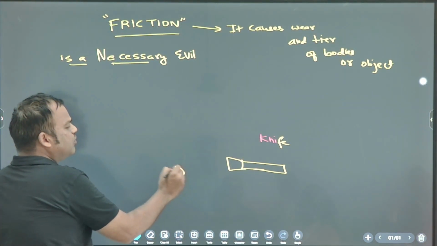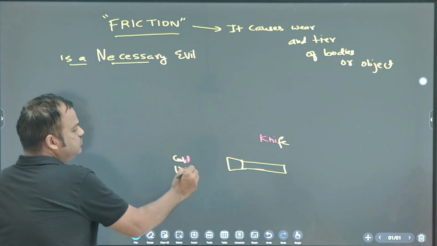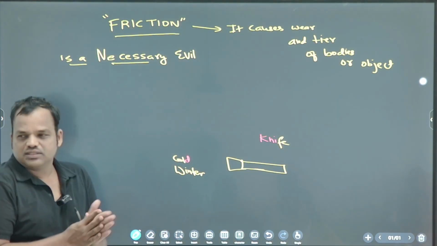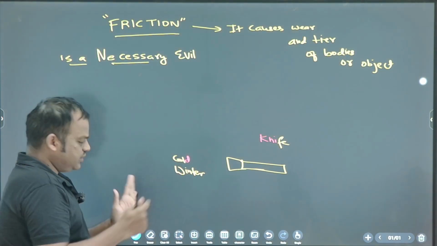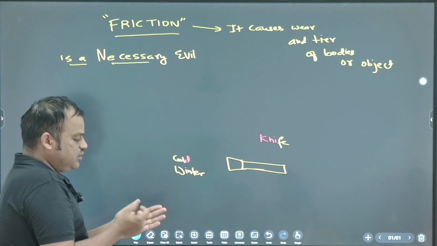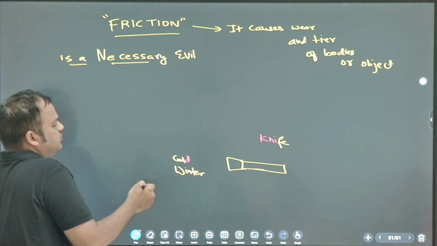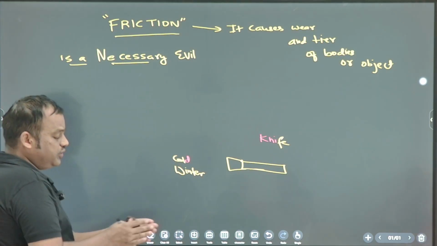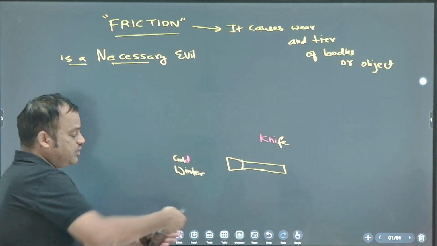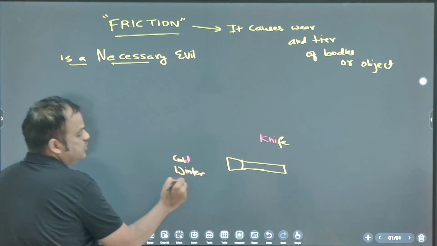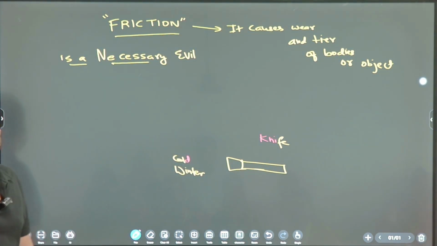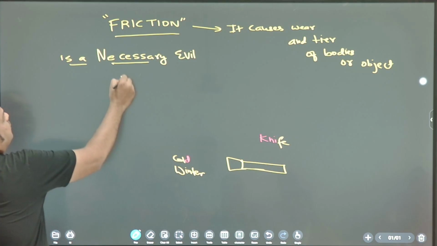Similarly, suppose a very cold winter is there. How do you get heat? You slide your hands against each other. So heat is generated, right? Heat is generated because you are doing work, and that work is converted into heat. So it is a good thing. Friction is a good thing here also. It helps in walking also.